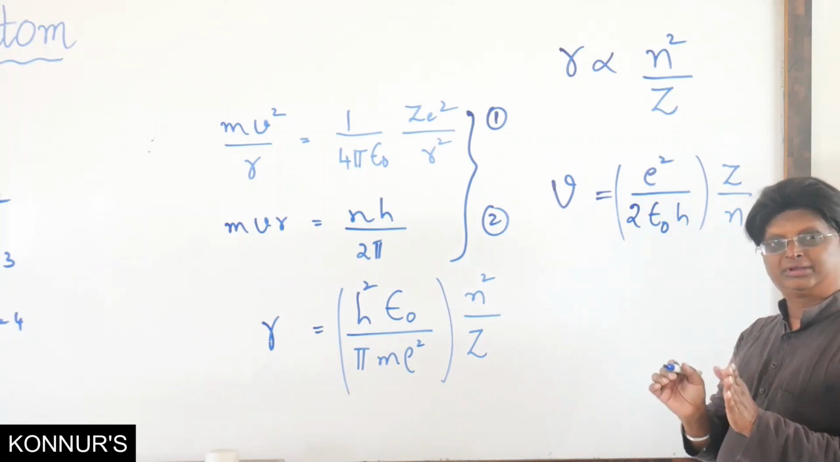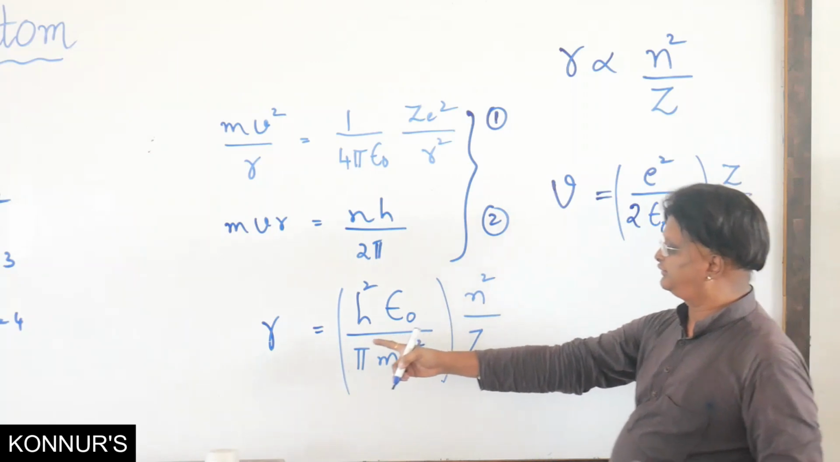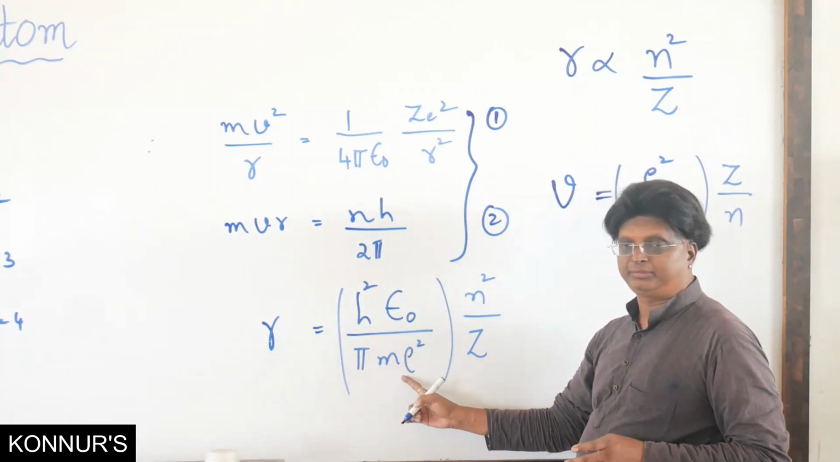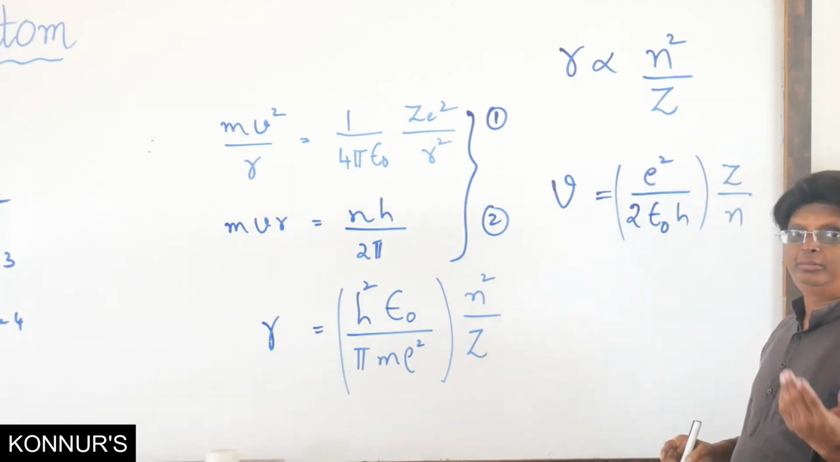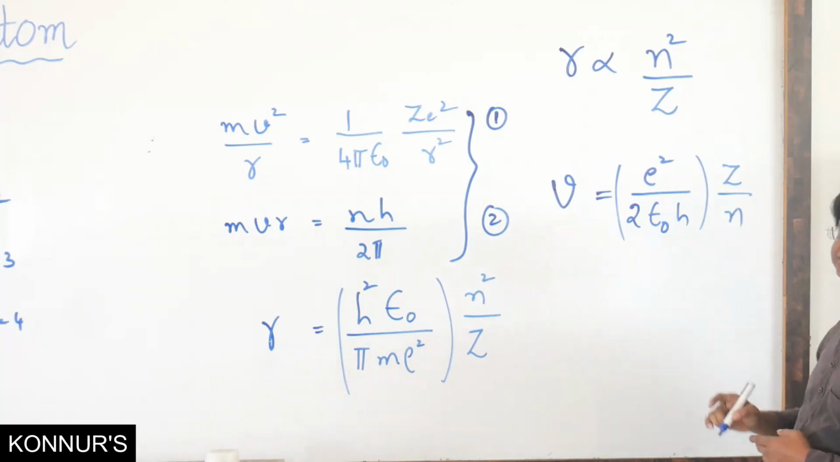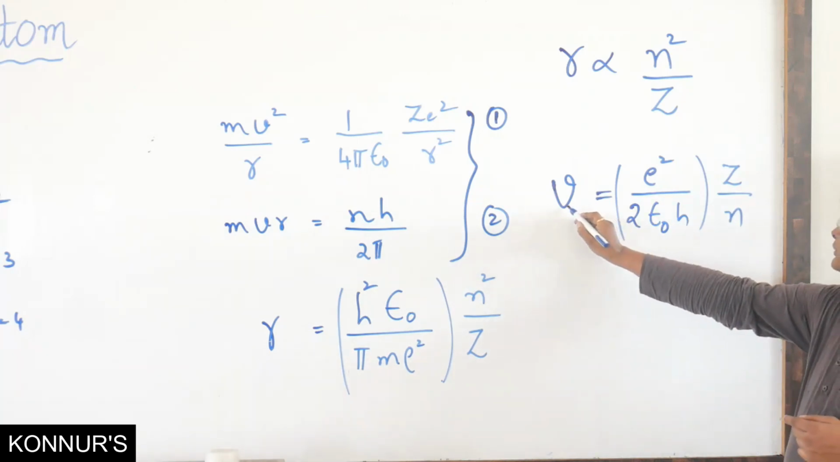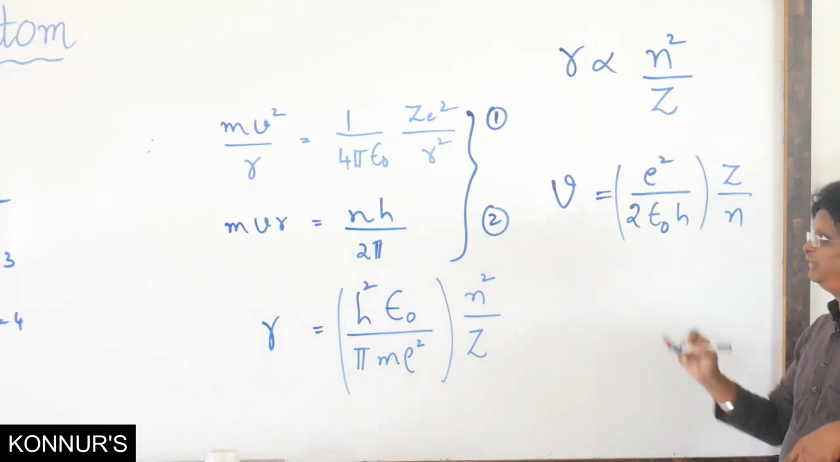One more time, look at this expression in more and more detail. Earlier we said the radius depends on the mass of the electron and the charge of the electron, both being inversely proportional, and then n squared by z. Now what about the velocity of the orbital electron? Look at this constant term in the brackets. You find that this depends upon the charge of the electron but not the mass of the electron.